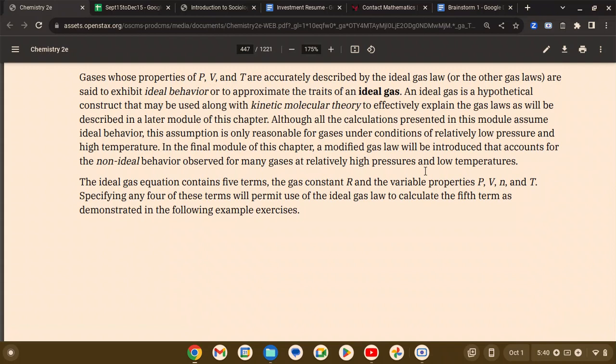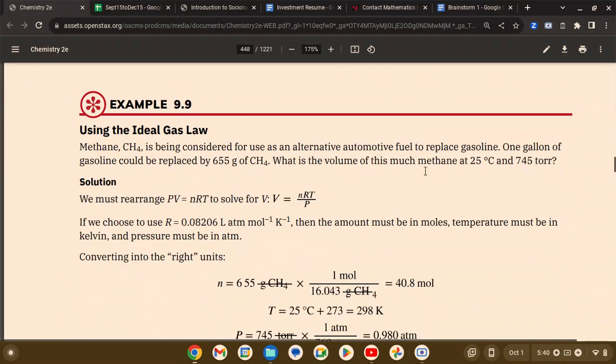Although all the calculations presented in this module assume ideal behavior, this assumption is only reasonable for gases under conditions of relatively low pressure and high temperature. In the final module of this chapter, a modified gas law will be introduced that accounts for the non-ideal behavior observed for many gases at relatively high pressures and low temperatures. The ideal gas equation contains five terms, the gas constant R and the variable properties P, V, n, and T. Specifying any four of these terms will permit the use of the ideal gas law to calculate the fifth term, as demonstrated in the following example exercises.